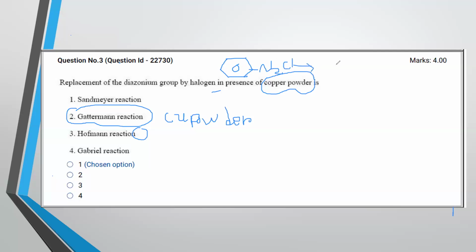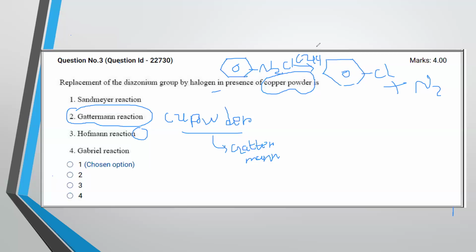This benzene diazonium chloride will get converted into chlorobenzene, and the nitrogen is removed. Now if I use Cu powder, then it will be Gattermann reaction. And if I use CuCl instead of Cu powder, then it will be known as Sandmeyer. Yes, Sandmeyer reaction. Yes, very good. Sandmeyer reaction.